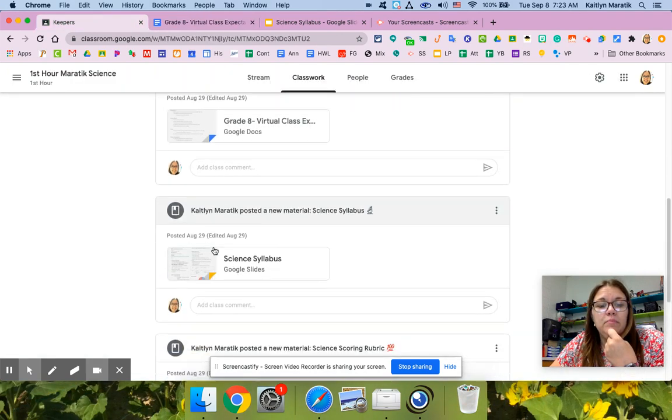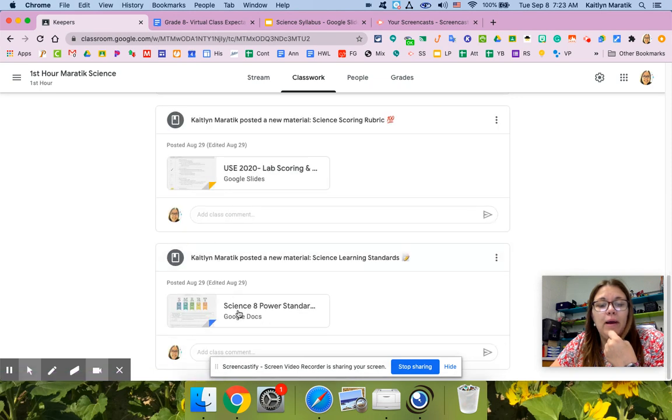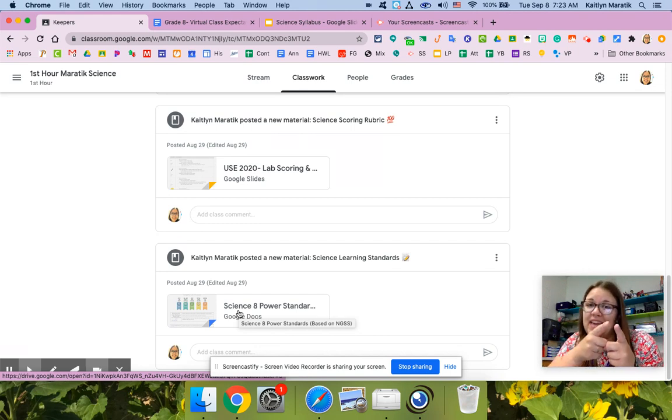I think those are the biggest things that I really wanted to go over. Our power standards, those are just the things we must learn this year in each unit. But for the sake of the form, there's going to be a special word that you need. If you have me for science, that's going to be my name, Miss Roddick. So that's MS.MARATIK. There's your special word for science.